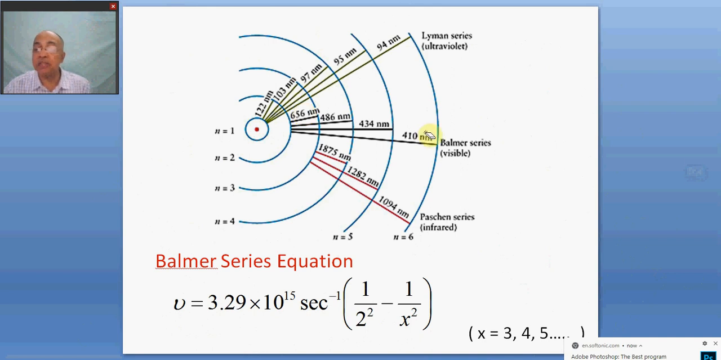Similarly, the Paschen series are due to the transition of electrons in different hydrogen atoms from different higher levels to the same terminating third cell. From fourth to third will give you the first line in 18,750 angstrom. This is in nanometer, I am changing it to angstrom. The third line is due to the transition from the fifth cell to the third cell. Third is the constant terminating cell. Then the next line is from the sixth cell to the third cell, and so on.